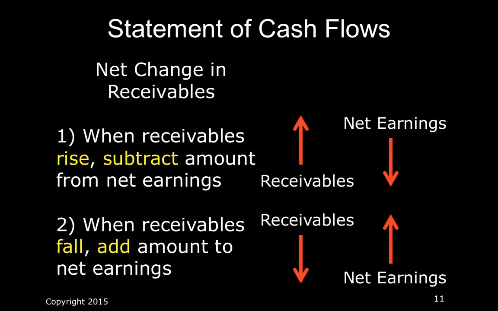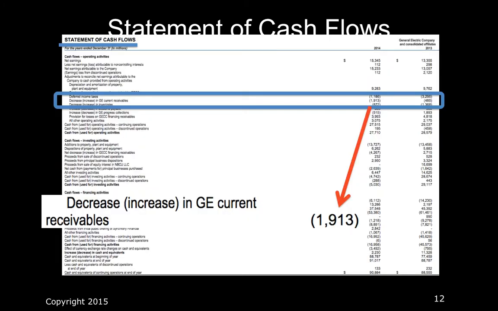Let's test this rule in practice. Here's the GE statement of cash flows again. You can see that the adjustment for operating receivables is negative. Now, if our rule works, this means that GE must have had an increase in its operating receivables during the year of about $1.9 billion.